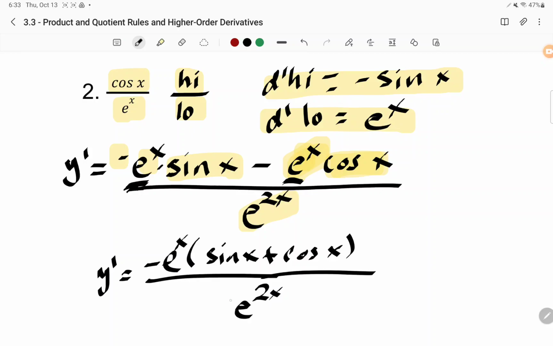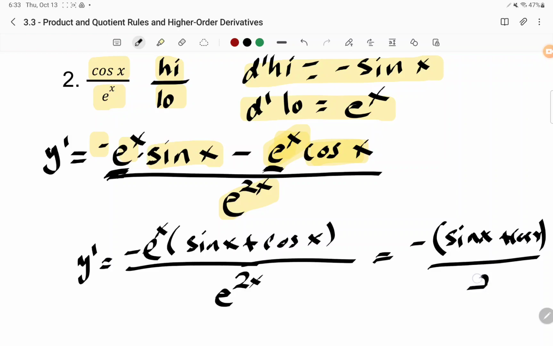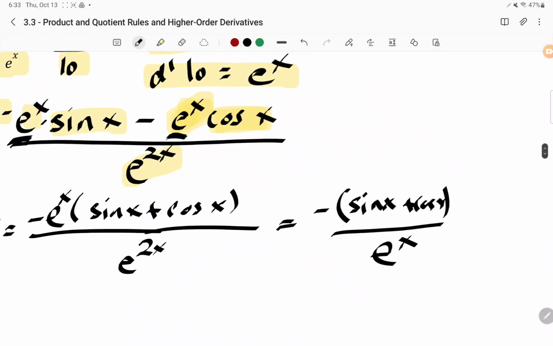And you notice you can take an e to the x out. So if we go even one further, negative sine x plus cosine x all over e to the x. And that would be as far as you could go. This is the equation of the derivative right here. And this is where, if you know what the x value is, that's where you would go ahead and plug it in.